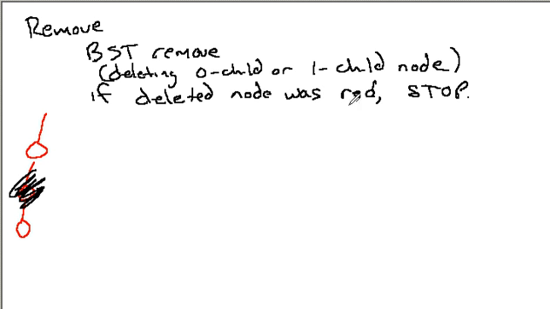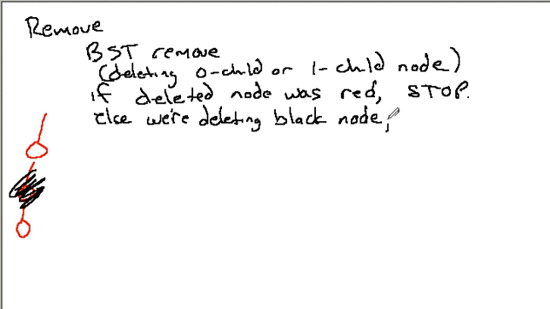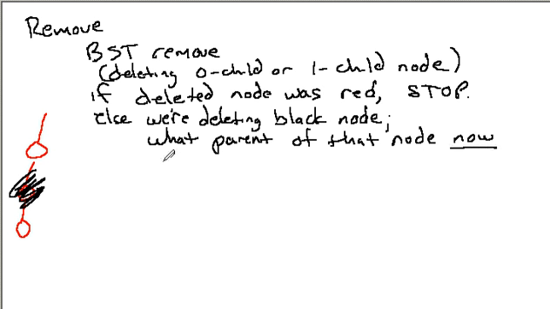Otherwise, if we're not deleting a red node, then we are deleting, we kind of say else. Else we're deleting a black node. And what we will do here is then say what the parent of that node now points to, call it X.